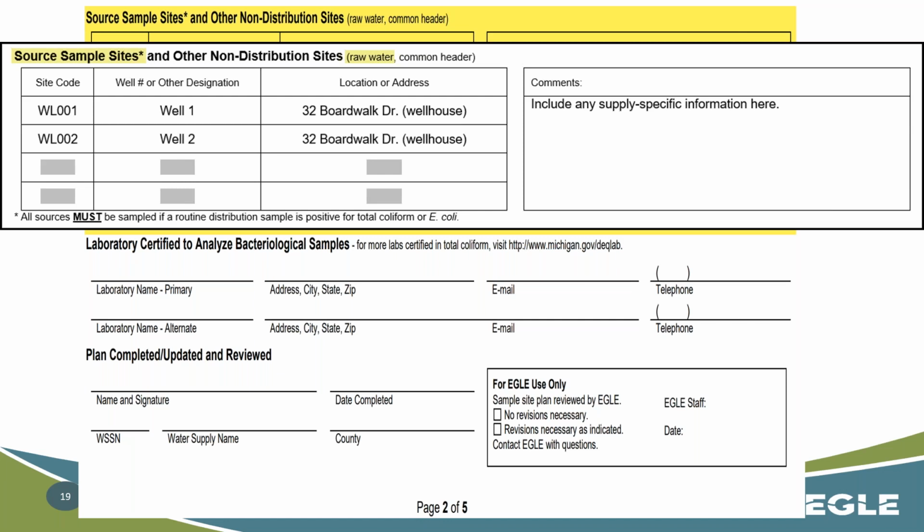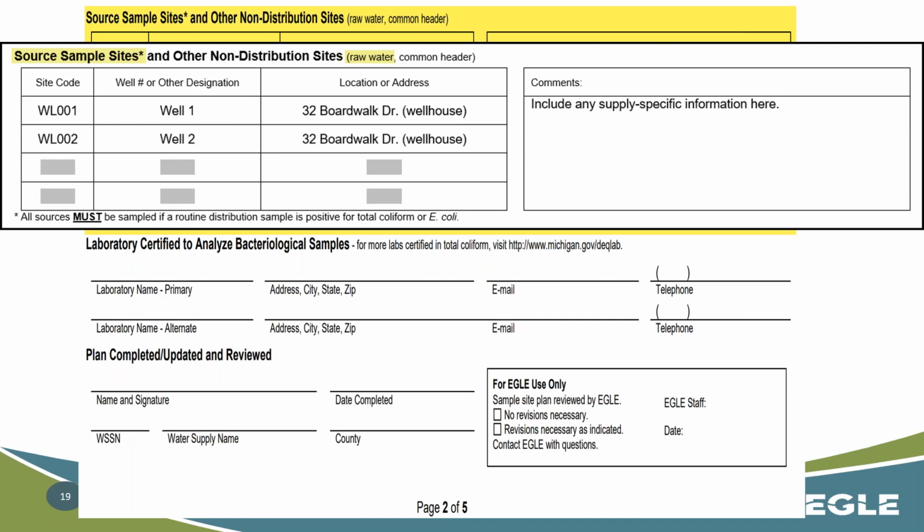Please reference your supply's monitoring schedule for the correct site code for each well. Some supplies have wells in multiple areas. This is where the location and address column comes in. You may list the physical address, general location, for example, behind the community building, or the geographic coordinates if known.